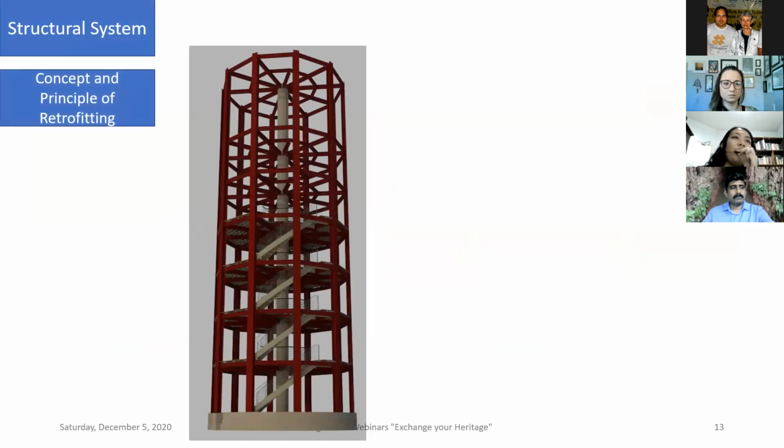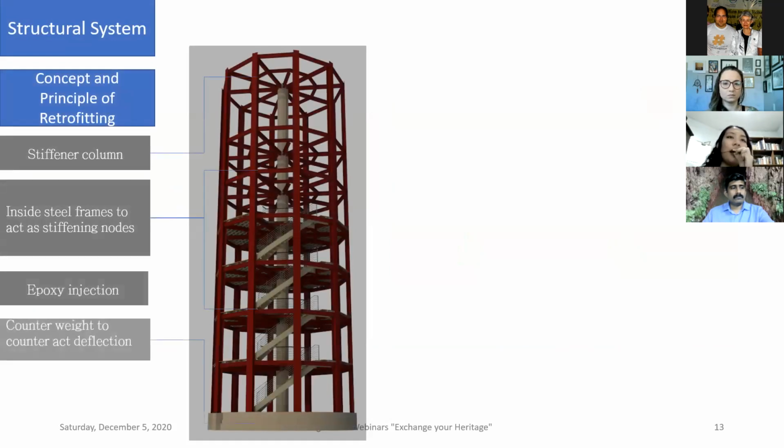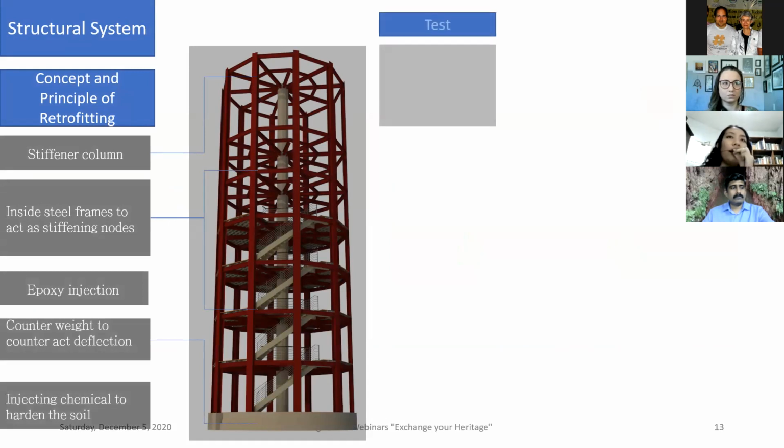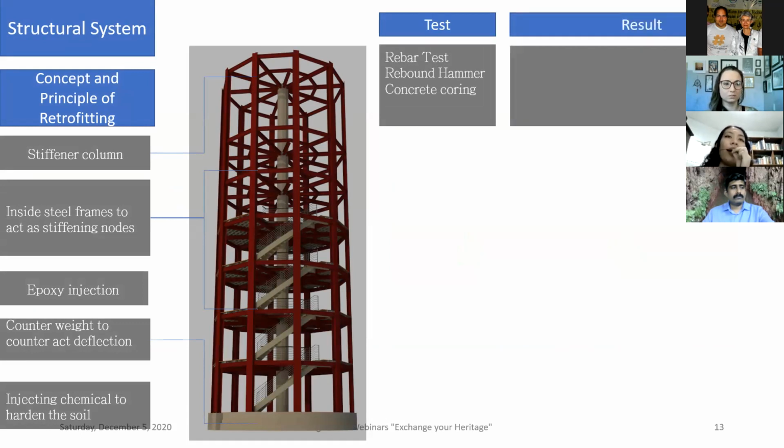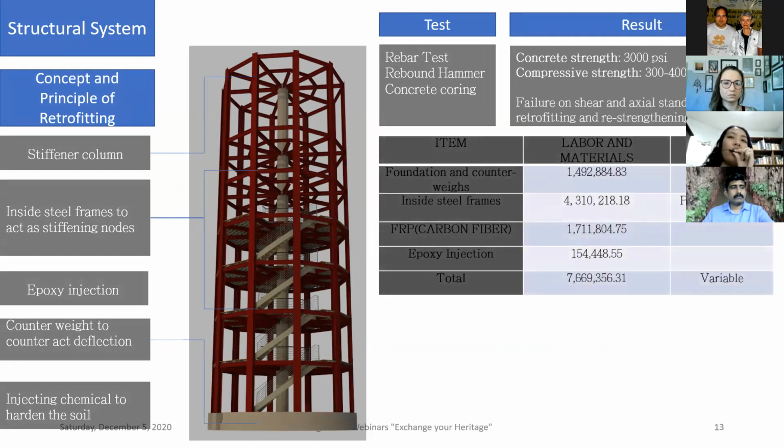Way back in 2015, these are the structural systems that can be applied to the water tank so that its strength can be fixed. The concept and principle of retrofitting suggest applying stiffener columns and an inside steel frame to act as stiffening nodes, and then epoxy injection, and then a counterweight to counteract the deflection.